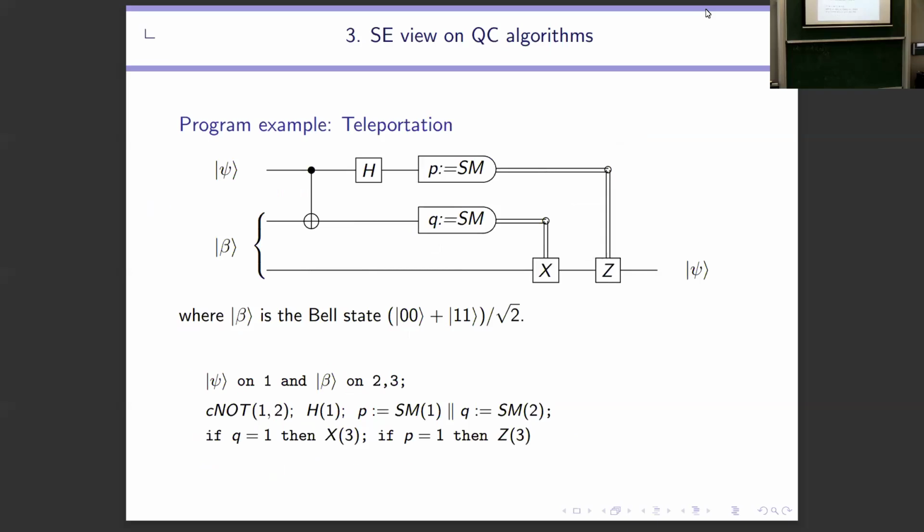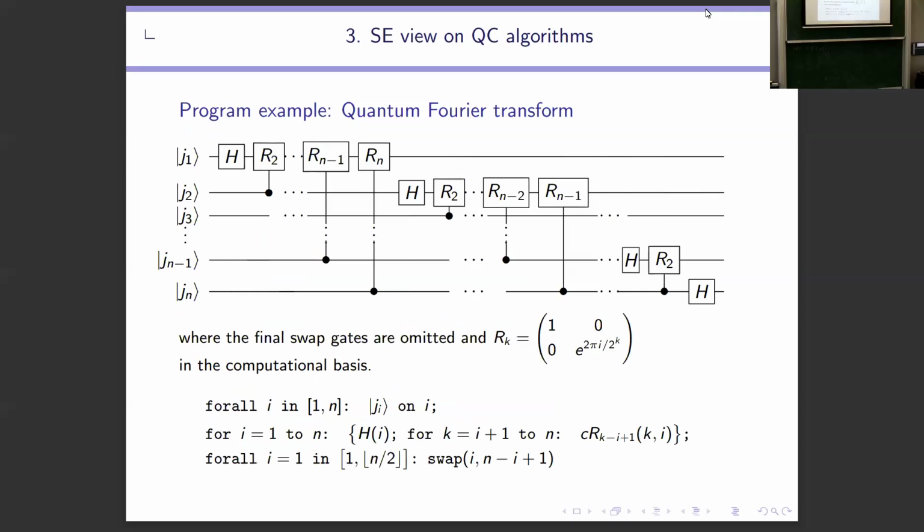So here's teleportation. You see a node on the first 2 wires. Okay. Next, the Fourier transform. Here n is fixed; we speak about one circuit. So the next problem is to speak about families of circuits.